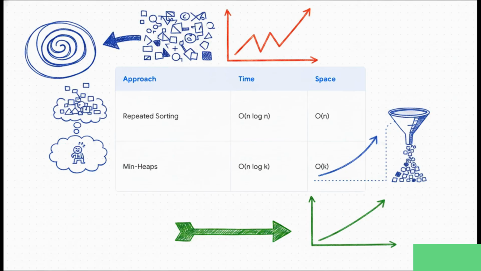Now, you could try using a data structure like a min heap to track the top k elements. That does improve things to O(n log k), which is awesome for a small k. But if you're looking for the median, where k is half of n, well, you're right back to O(n log n). We want to beat this. We need an algorithm that scales purely linearly.